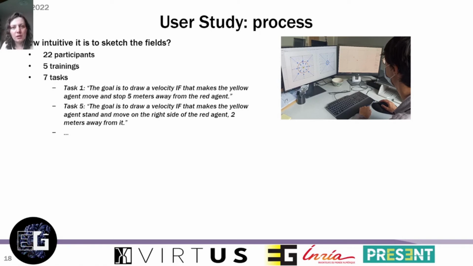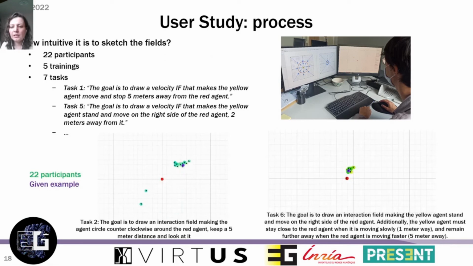To demonstrate this, 22 participants took part in our user study. They were shown 5 tutorial videos, after which they had to train by sketching scenarios. After the training, they were asked to realize 7 tasks of increasing complexity in an autonomous manner. The tasks were instructions given with sentences, some examples of which you can see right now on the screen, plus a video showing the desired resulting trajectory.